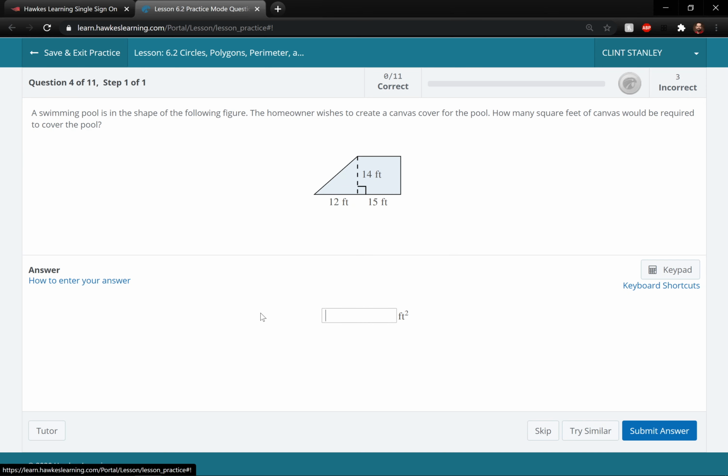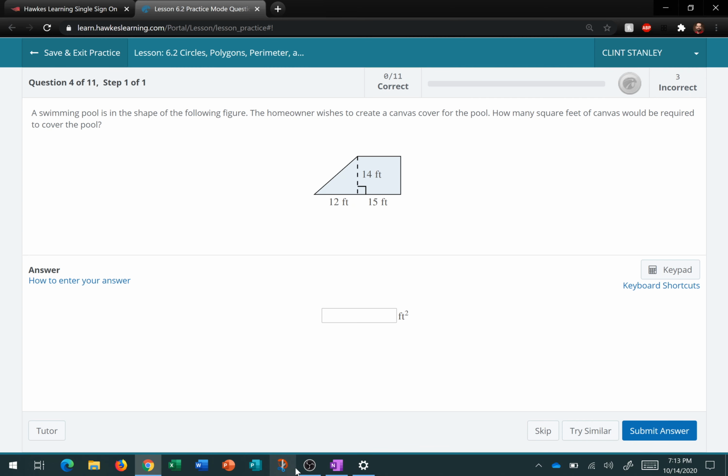Okay. This one I want us to work through. It says we're going to create a canvas cover for the pool. How many square feet of canvas would be required? If it says square feet, that means we want the area. You can do this problem with the area of a trapezoid formula, but that's not how I like to do it. I like breaking it up into a rectangle and a triangle, and just adding those two answers together. So let's see, we've got 12, 14, and 15 as our sides here. Let's see if we can sketch this out.